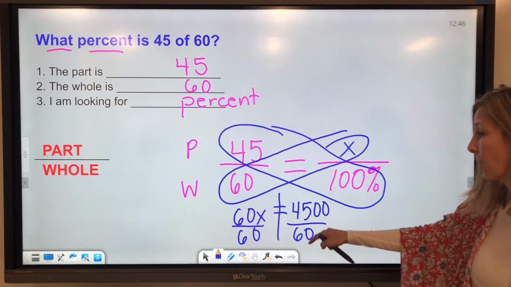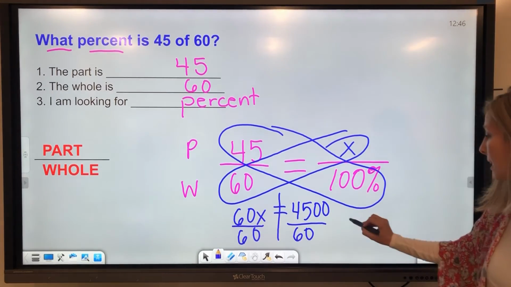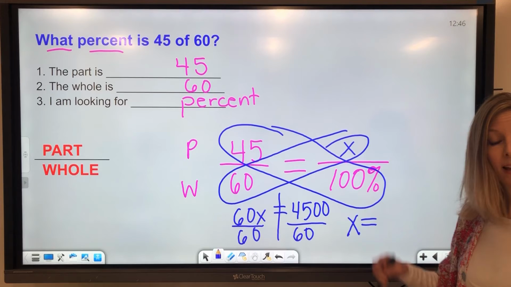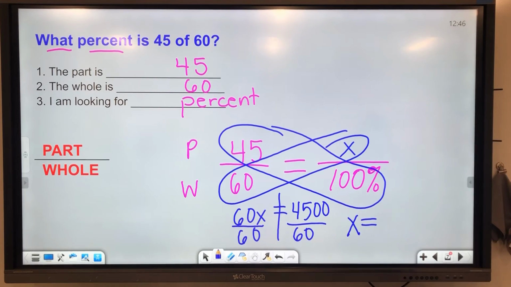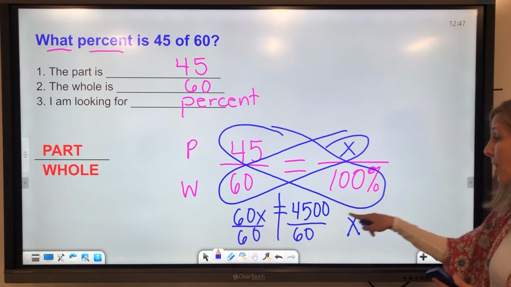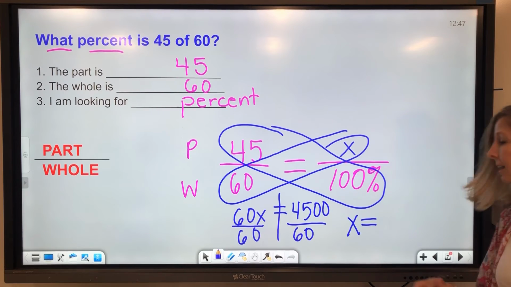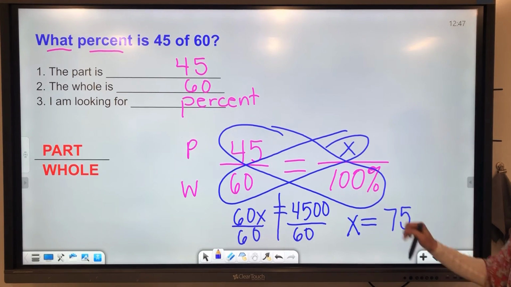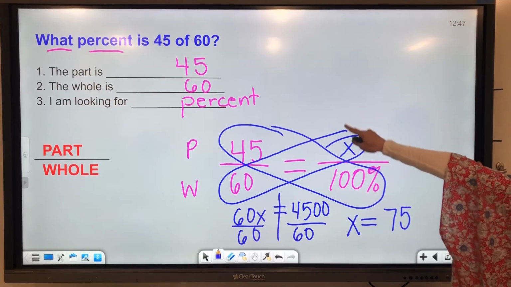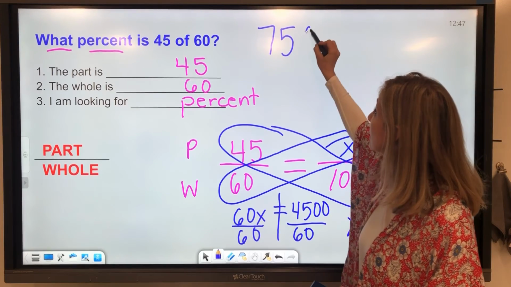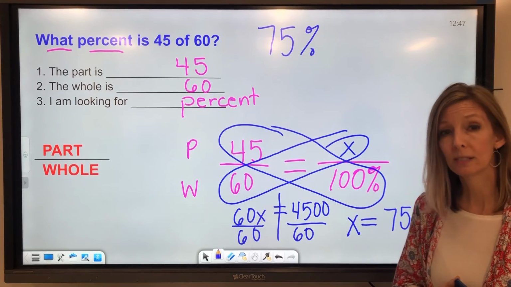Okay? So, my 60s over here cancel out, and I am left with x is equal to, well, what's 4,500 divided by 60? Guess what? This is a calculator unit. I'm going to grab one. I'm back with a calculator. Okay, so remember, we're going to put in our calculator 4,500 divided by 60, and I got 75. Now remember, this is over percent, and it's asking us what percent. So when we answer, we don't want to just put 75. We want to make sure we have that percent sign.